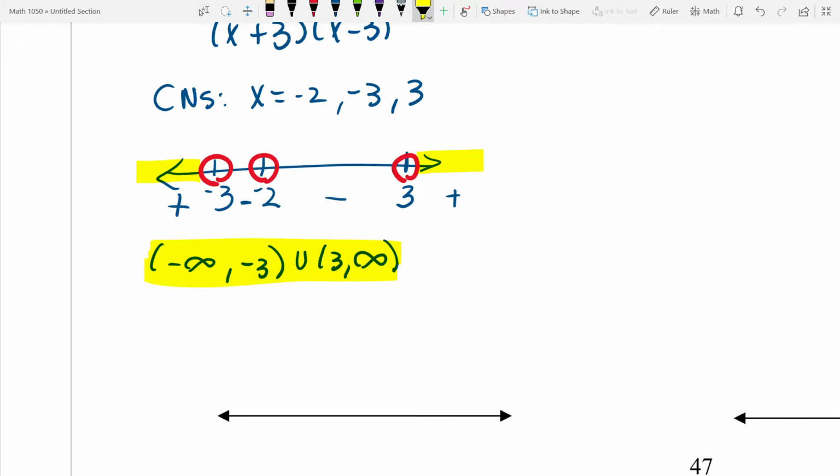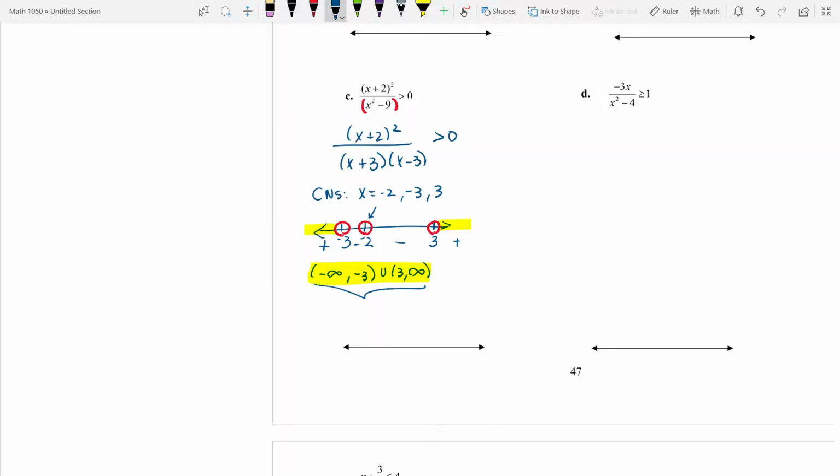Hey, I have a question for you though. Look at this problem. Does it matter that -2 was a critical number, but it never ended up being listed right there? Does it matter? Doesn't matter. You're looking for the positives. The -2 wasn't a solution anyway, so no, it's okay. That's not a problem, okay?